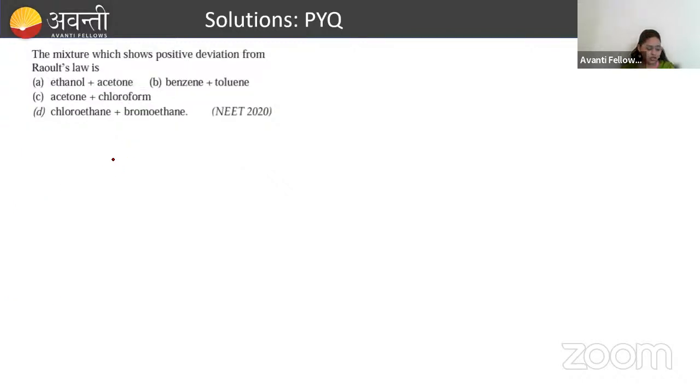Next problem. The mixture which shows positive deviation. See, this is a very, very important question. Deviation from Raoult's law. I just showed you ethanol plus acetone. So here also positive deviation or negative deviation can be asked. Which solution shows positive deviation from Raoult's law? Ethanol plus acetone, benzene plus toluene, acetone plus chloroform, chloroethane plus bromoethane. So the mixture of ethanol and acetone shows positive deviation from Raoult's law, since in pure ethanol the molecules are hydrogen bonded.